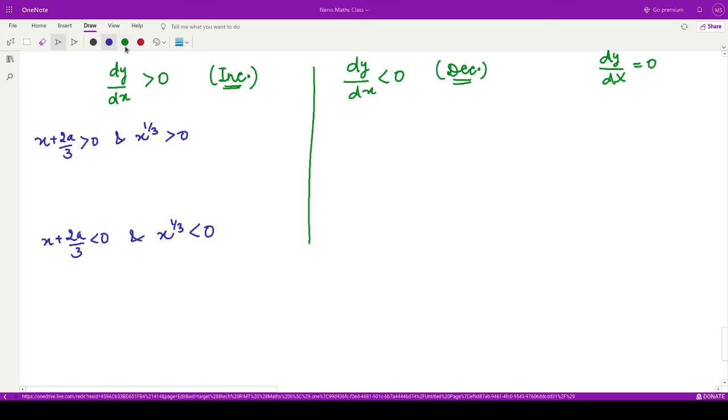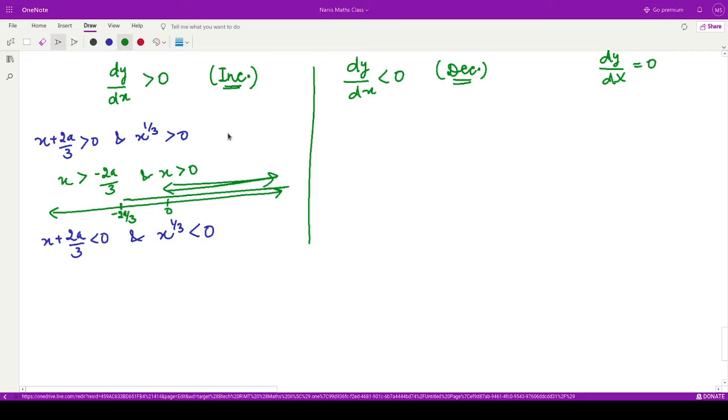So when you solve this one, you would have x greater than minus 2a upon 3 and x positive. So when you see this on the real line, you have 0 here, minus 2a by 3 is somewhere here. Now you are saying x is greater than this quantity, so x would be somewhere here, and in this case we are saying x is greater than 0, so the common portion is this one.